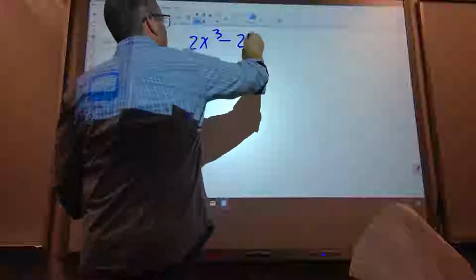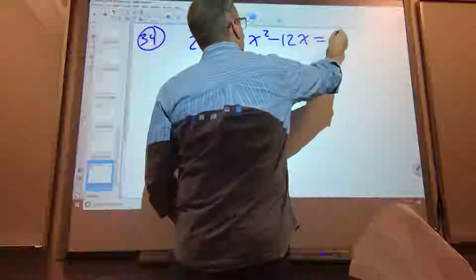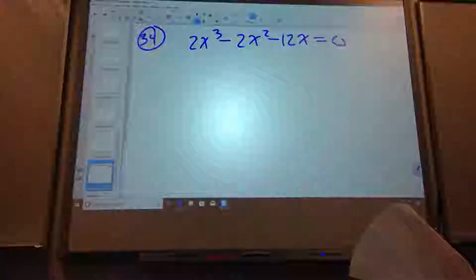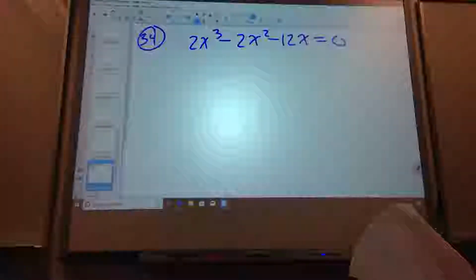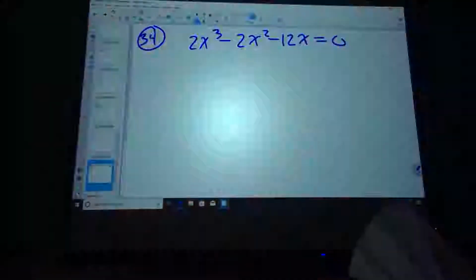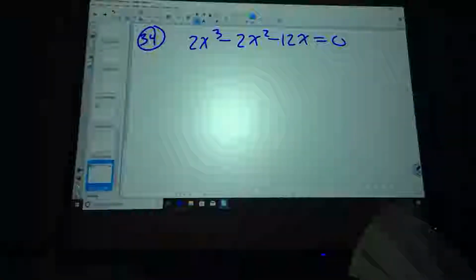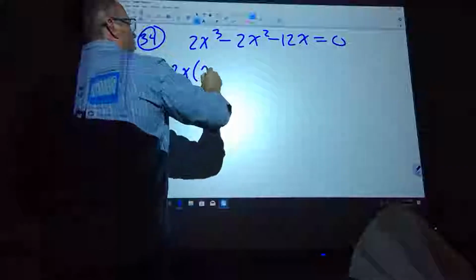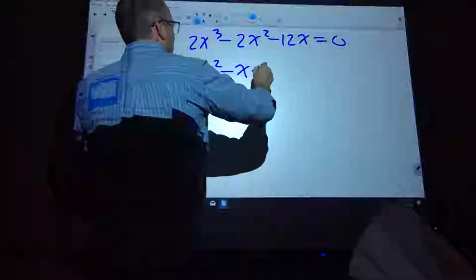34 says what? 2x cubed minus 2x squared minus 12x equals 0. Did I write that down appropriately? Okay, so I want to solve this because there's an equal sign, yes? And if I have it raised to the third power, that usually means we need to factor out a greatest common factor. It looks like I could factor a 2 and an x from my three terms. Agree? Okay, so I got 2x, and then I have x squared minus x minus 6.